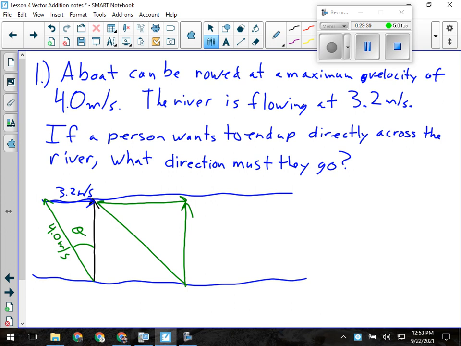All right. Everyone okay with those two types of boat questions? So most of the time, it's a boat. Once in a while, it's a plane. If it's a plane, it's the plane and the wind. If it's a boat, it's the boat and the river. But they're always the same kind of thing. Any other questions on the boat question?